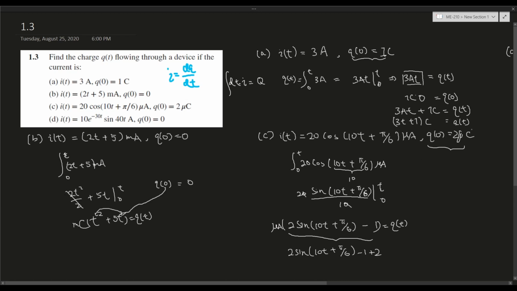Because this micro column has already been simplified to here, right? So now we just have a 2 over here, and when we simplify these two, it just becomes plus 1, which equals q of t. And we simplify in the end. Remember this whole thing is still times micro c. So in the end it would be micro c times 2 sine of 10t plus pi over 6 plus 1. And that whole thing gives us q of t.